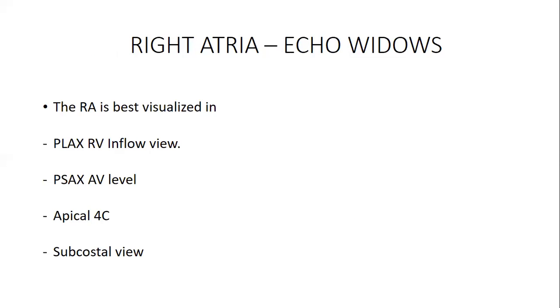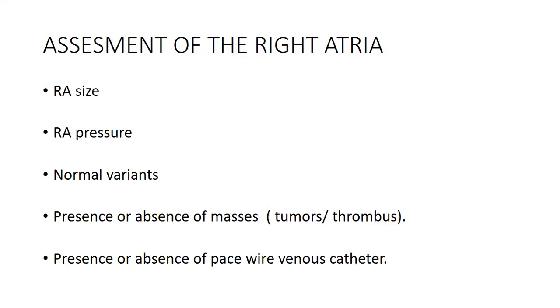It's very simple. When it comes to the right atrium, the echo windows are very simple. They are best visualized on parasternal long axis inflow view, parasternal short axis aortic valve, the apical four chamber and the subcostal view. So again, what do we need to look at? Check the size. Do we know the normal size? We also have to check the right atrium pressure. You also have to know the normal variants, things like the Eustachian valve, the Chiari network, and also assess the presence or absence of masses. This can be a tumor or a thrombus, as you are checking the right atrium, it is very important.